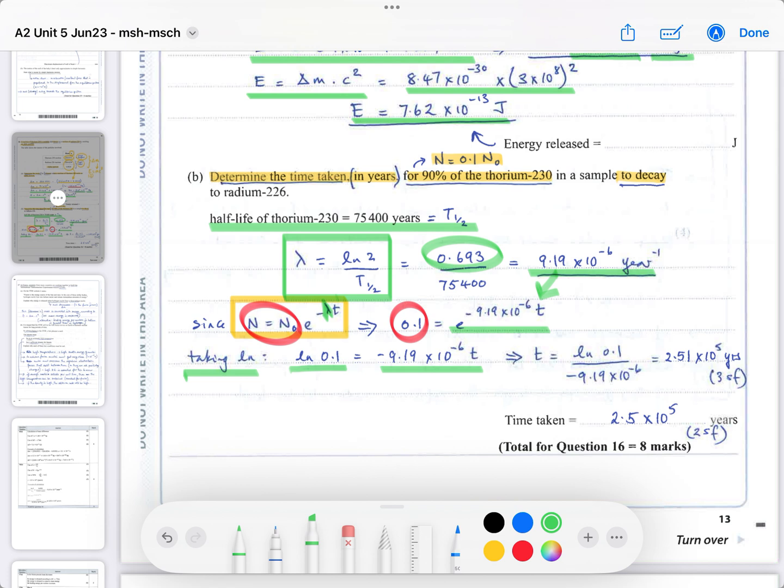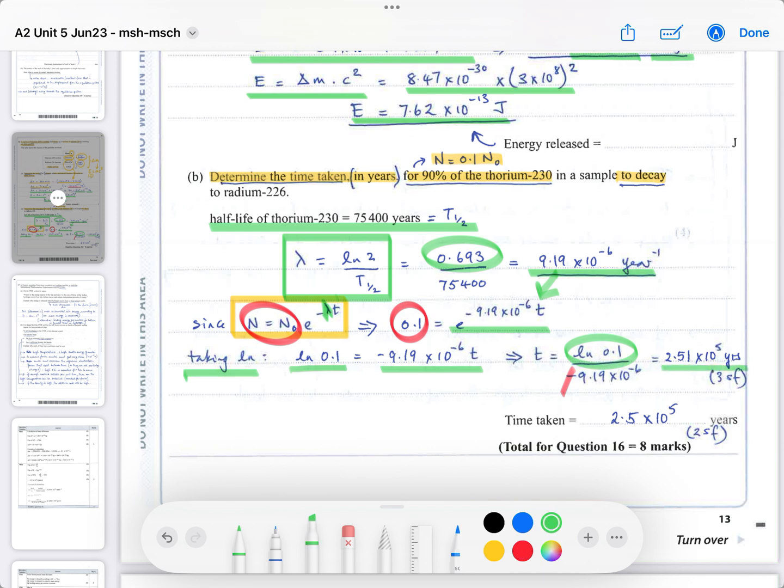This is the most difficult maths you need to do in year 13. For those of you who are just doing AS maths, it's not a problem as long as you remember how to take natural logs, because this is also what you had to do when you were talking about the decay of current, for example, in a capacitor. It's the same mathematics. So now you change the subject of the equation, and you notice the natural log of 0.1 is also negative when you do it in your calculator, so it will cancel out this negative here. Let your calculator do the work for you, and you'll see the answer comes in years to 2.51 times 10 to the 5 years.